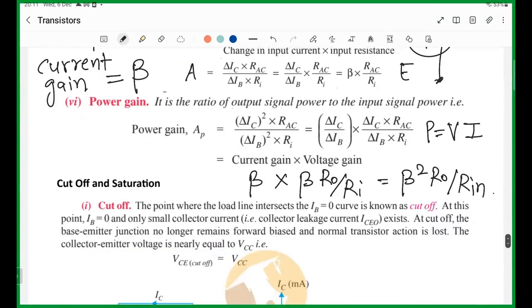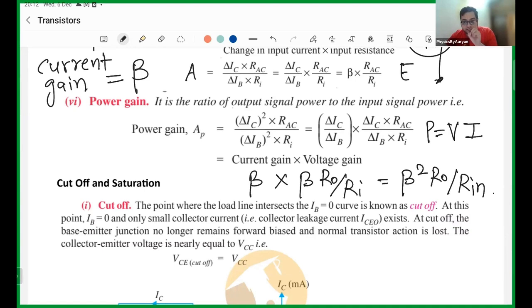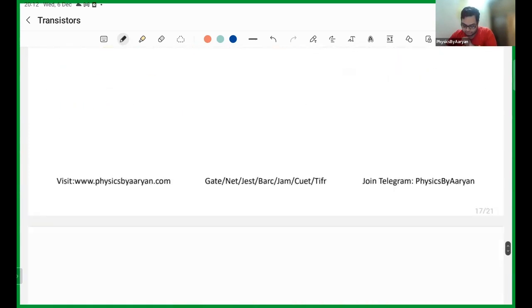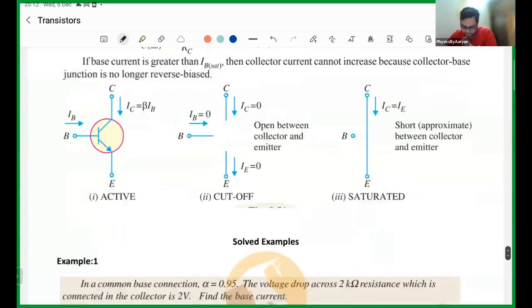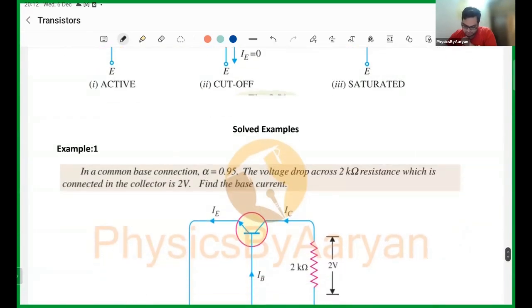Sir, RO is the load resistance, right? Total effective output resistance. Output resistance can be of the resistor plus your transistor output resistance. Two things. It will be mentioned in the problems. Okay, let me show you any question if you have.